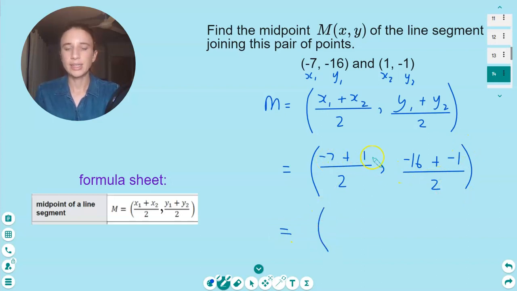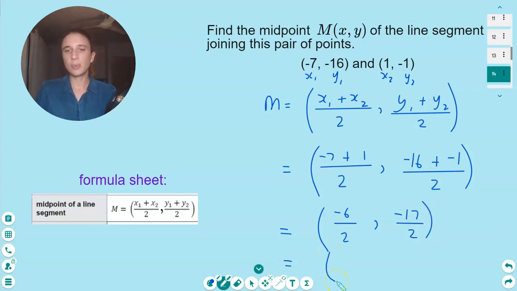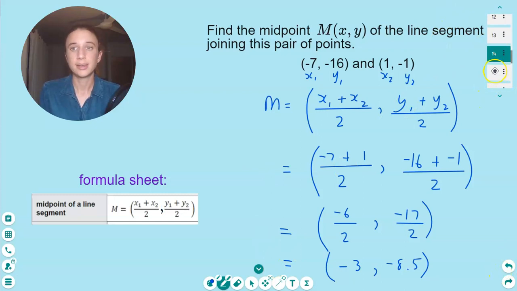Now, what have we got? -7 plus 1, just -6. -16 plus -1, getting more negative, -17 over 2. And we just want to end up with a single pair of coordinates for the midpoint, -6 over 2, -3, -17 over 2, -8.5. So this is the midpoint formula. Remember that there's a comma there. There's not a plus sign or anything. And you want to end up with a pair of coordinates.